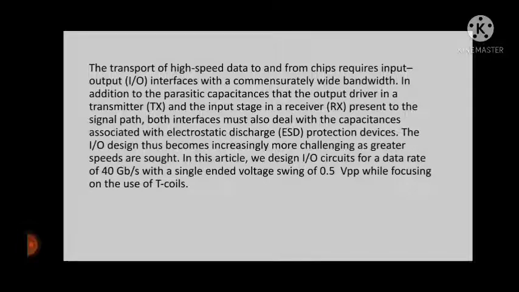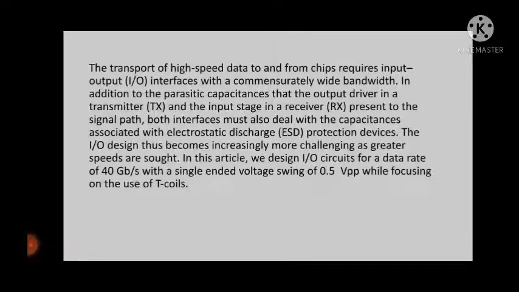The transport of high speed data to and from chips requires input and output interfaces with commensurately wide bandwidth. In addition to the parasitic capacitance that the output divider in the transmitter and the input stage in the receiver present to the signal path, both interfaces must also deal with the capacitance associated with the electrostatic discharge, that is ESD protected devices. The input output design thus becomes increasingly more challenging as greater speeds are sought.